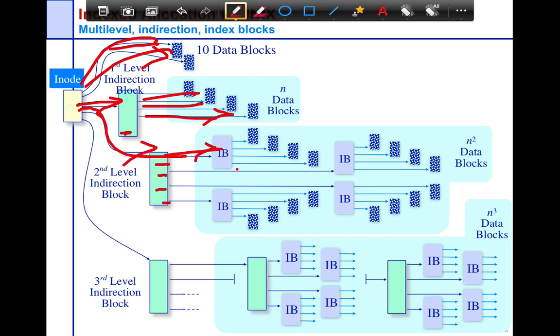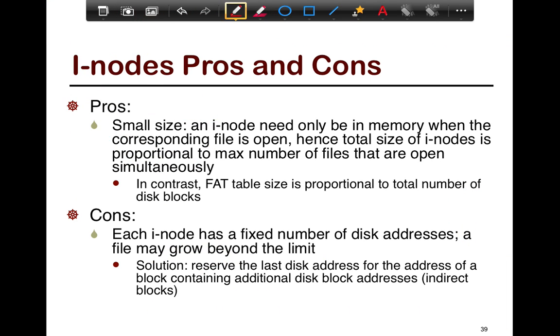And then you've got the third level of indirection, where you point to a second level of indirection, which could then point to index blocks, and so on and so forth. So by the third level of indirection, you're accessing n-cubed data blocks.